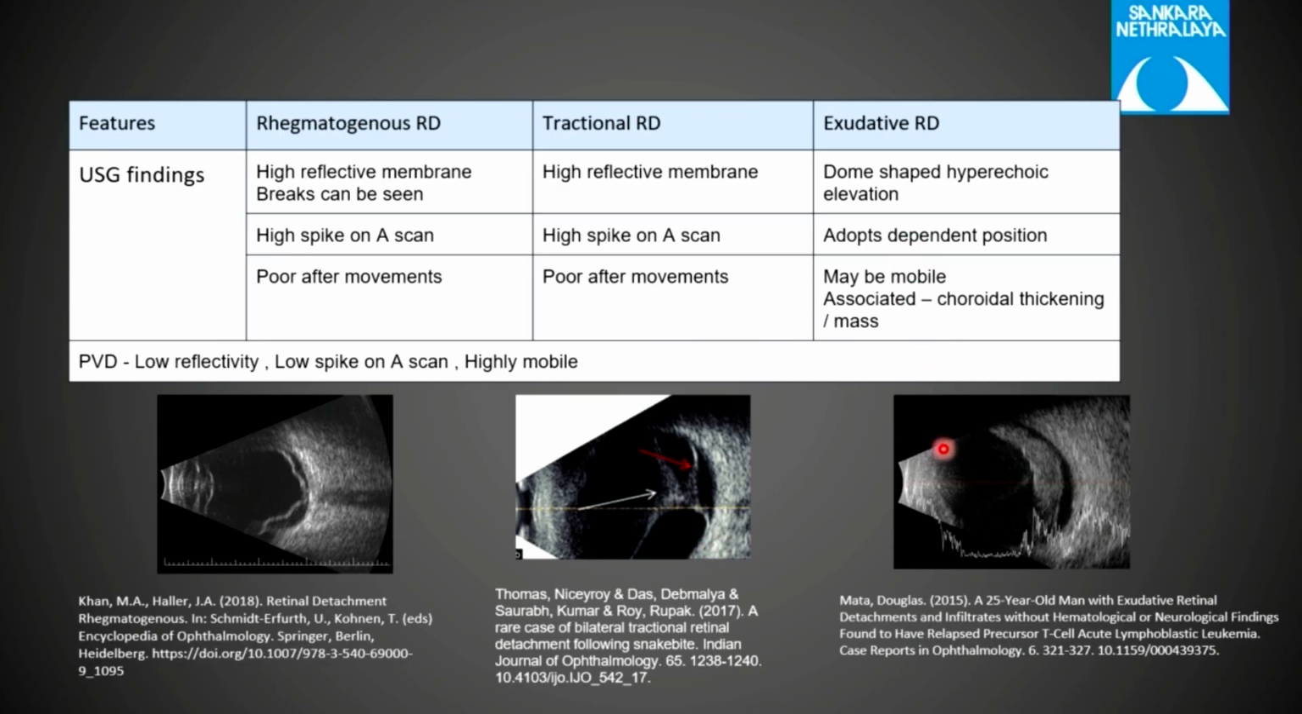In exudative RD, it is a smooth surface, dome-shaped hyperechoic lesion, and it varies in position, it may be mobile, and it is associated with choroidal thickening. If there is any mass or tumor, an underlying choroidal lesion will be seen. To differentiate from PVD, these are all retinal lesions, so there will be a highly reflective membrane. Whereas in PVD, it will be low reflective, and in A scan also, the spike will be very low, and it is highly mobile when compared to all these.